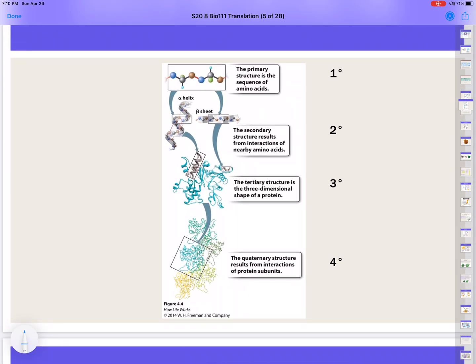Protein structure has four kind of stages: primary, secondary, tertiary, and quaternary. Primary is simply the sequence of amino acids, and that is enough information within that sequence in order to form a three-dimensional shape. Secondary is localized areas of structure that are formed by hydrogen bonding within the peptide backbone. The tertiary is the three-dimensional shape of the polypeptide, and then the quaternary is in the rare case where you have multiple polypeptides.